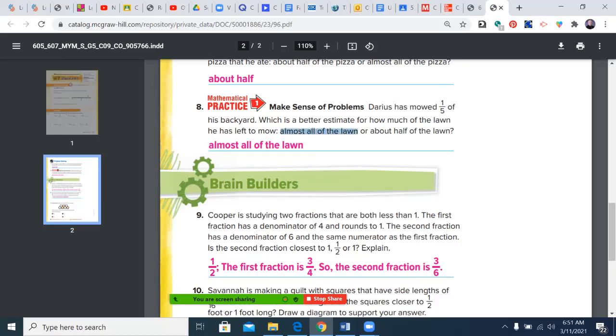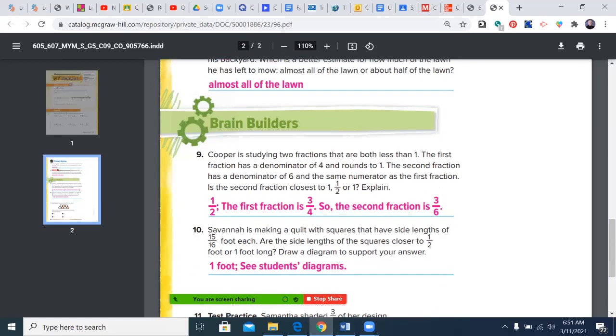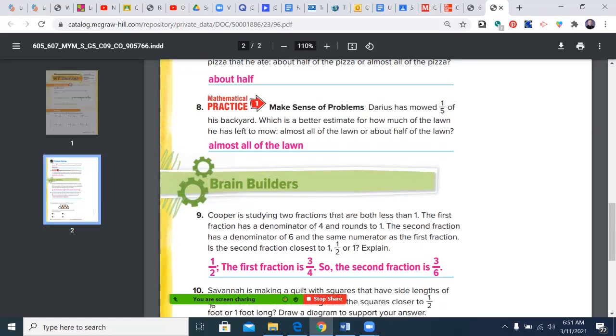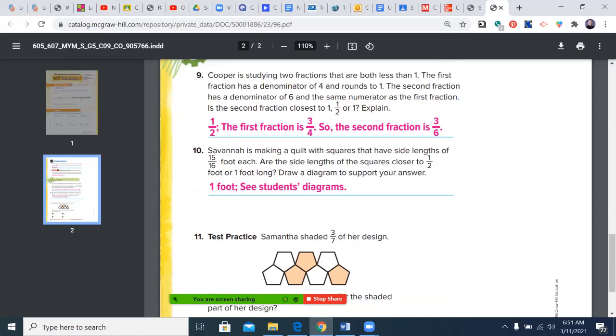So there were 2 choices here. So multiple steps, but that's common in math. Cooper is studying 2 fractions that are both less than 1. First fraction has a denominator of 4 and rounds to 1. Second fraction has a denominator of 6 and the same numerator as the first fraction. Is the second fraction closest to 0, 1/2, or 1?